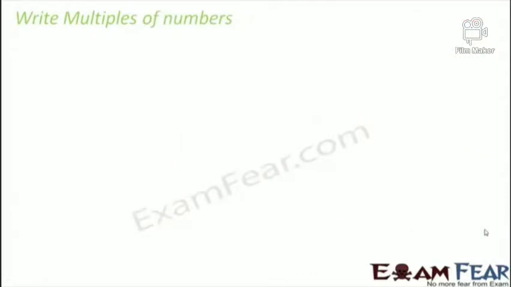Now let us try writing multiples of different numbers. Let us start with the small numbers. Let's start with 2. How do we write multiples? Multiple means whenever you multiply a number to this number, you would get another number. So that would basically become its multiple.